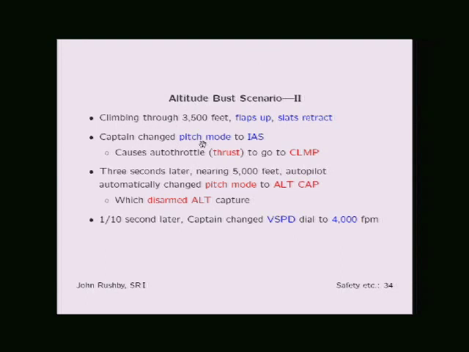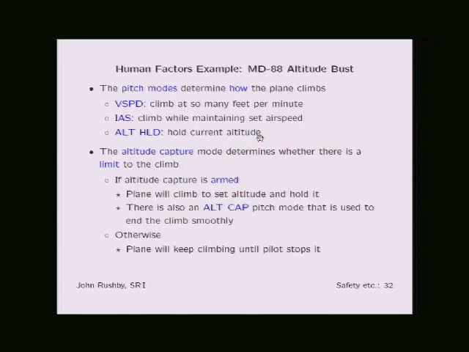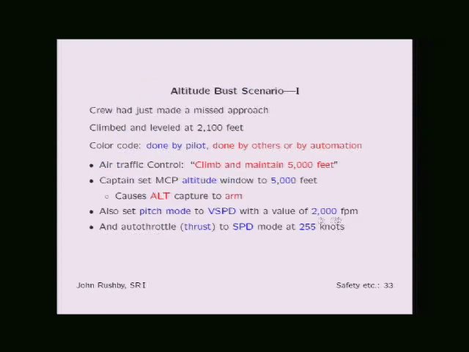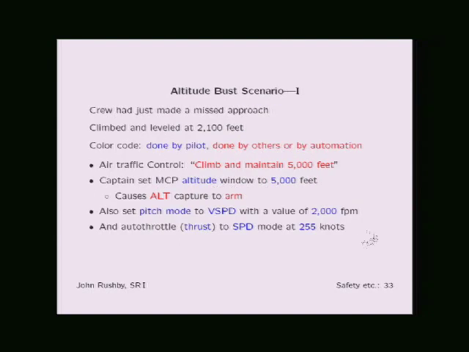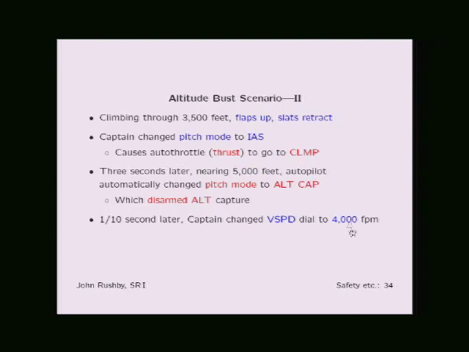Okay, so what is IAS? IAS is climb while maintaining airspeed. The pilot had set a certain airspeed, and then he says, okay, now keep climbing while maintaining this airspeed. So this clamps the airspeed at this value. The part of the system dealing with airspeed goes into a fixed mode.